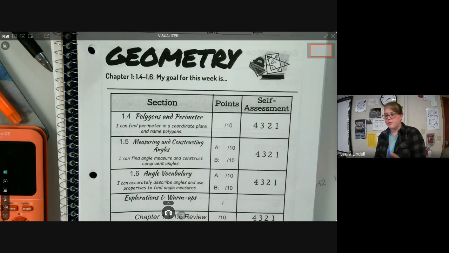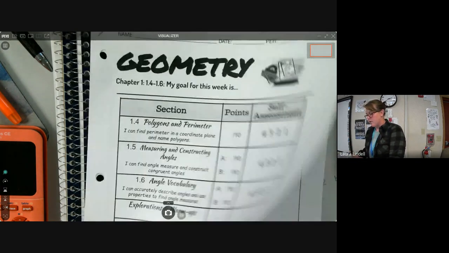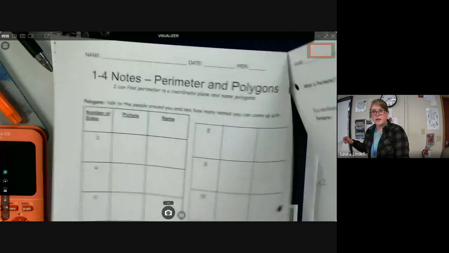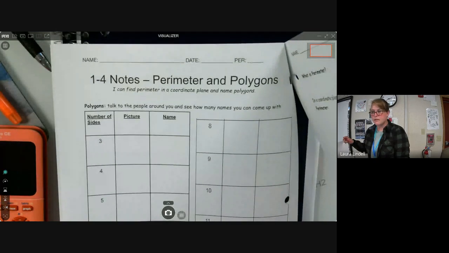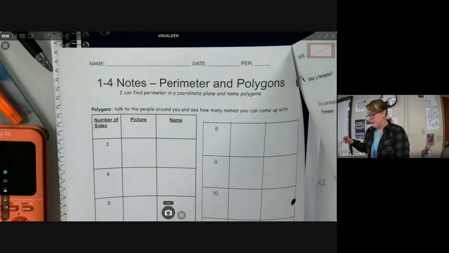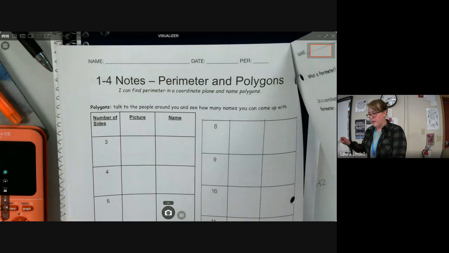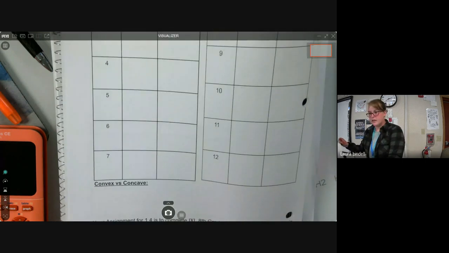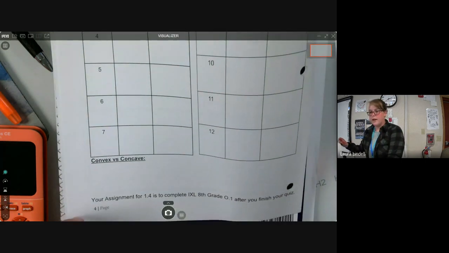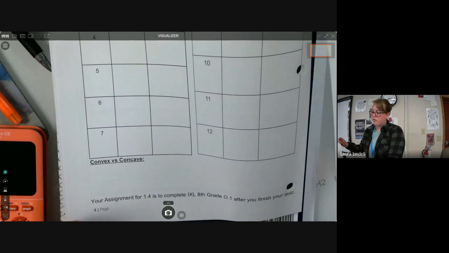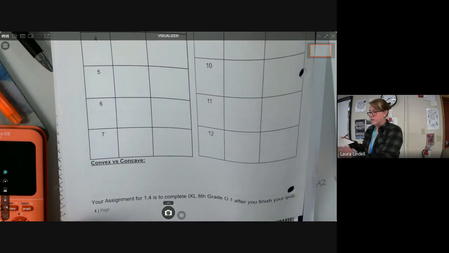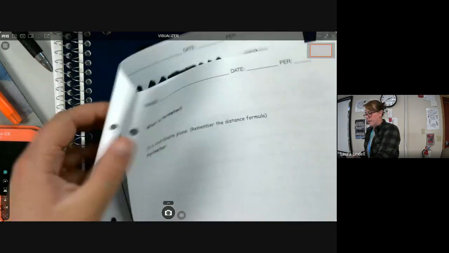So the next thing we're going to do is flip to our notes on 1.4. This first page that says perimeter and polygons, that was something we did yesterday. You guys did an IXL section, 8th grade 01, after you finished your quiz. And so we're going to flip to the next page where it says, what is perimeter at the top?